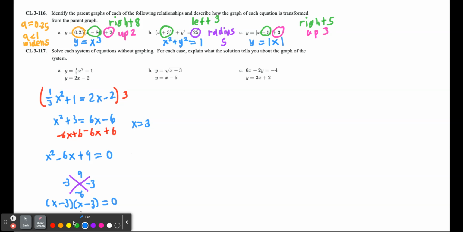To figure out the y coordinate, you can plug it into either of these. I'm going to plug it into the line because it's a little easier. So y equals 2 times 3 minus 2, which is 6 minus 2, which is 4. So your answer is (3, 4).